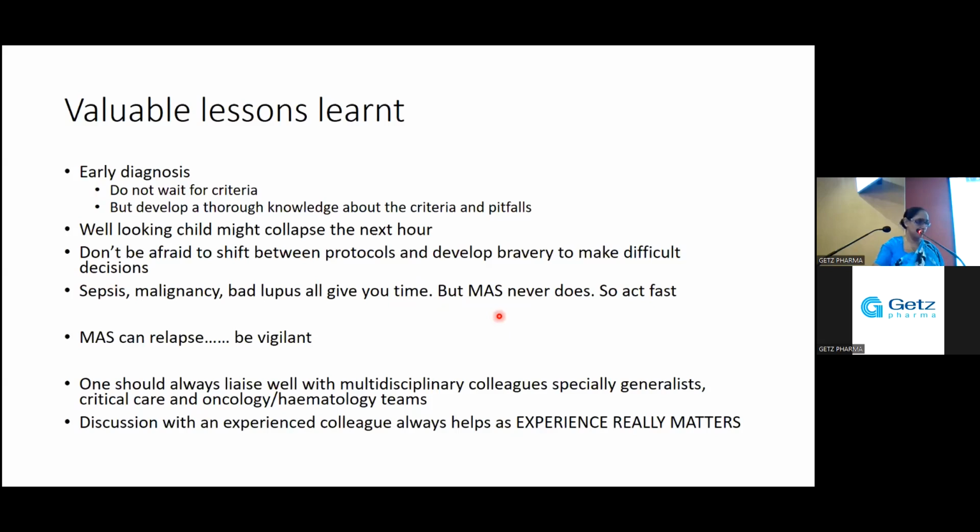Because they all come in similar scenarios, but the others give you time. Sepsis: our last patient went into sepsis and had to be on 3 inotropes for 4 days, but she came out of it. But if she had collapsed with macrophage activation, it doesn't give you time. So sepsis, malignancy, bad lupus all give you time, but MAS never does, so act fast. MAS can relapse, be vigilant.